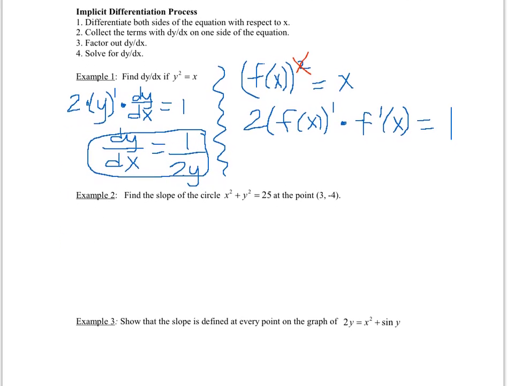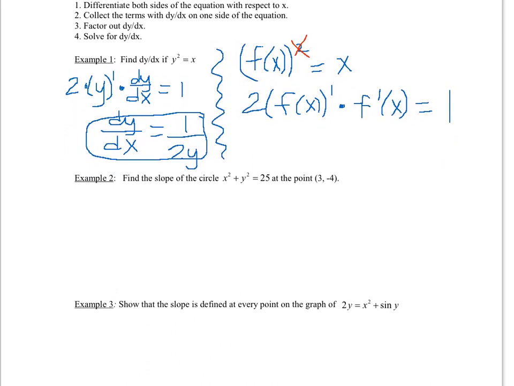It says find the slope of the circle x squared plus y squared equals 25 at the point 3, negative 4. And we're going to go through the same process here. Slope indicates we should be finding the derivative. So we're going to do the derivative of x squared. You should get 2x. And the derivative of y squared, again, this is in terms of x, so we have to do the chain rule.